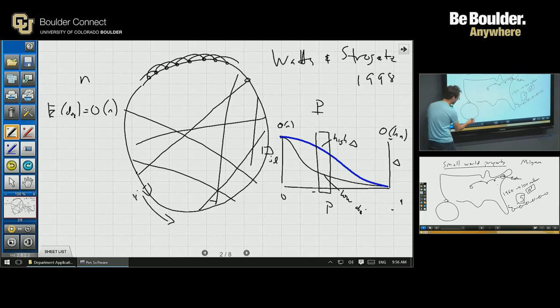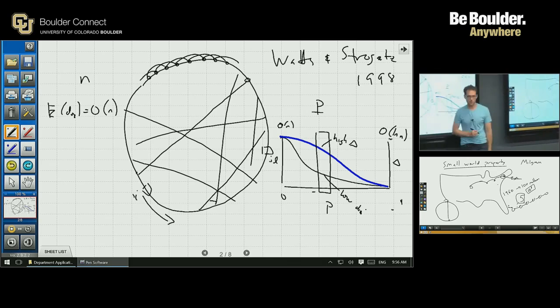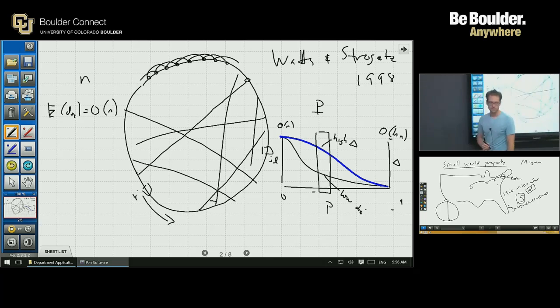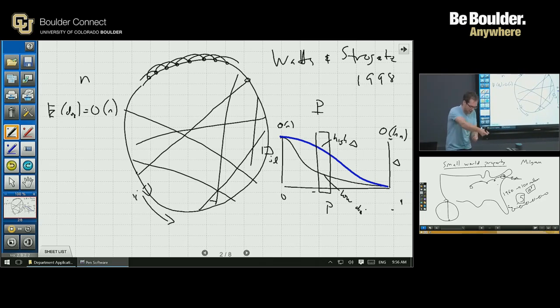And now I choose a uniformly random other node, and I connect to that one. That's what rewiring means. Literally, like I have some wires, and I'm unplugging it there. I'm plugging it over there. Okay? And that happens with probability P.